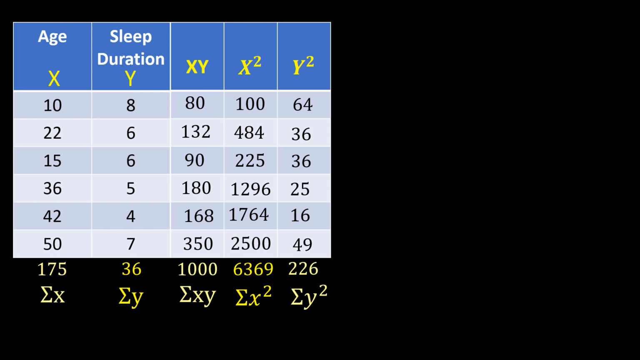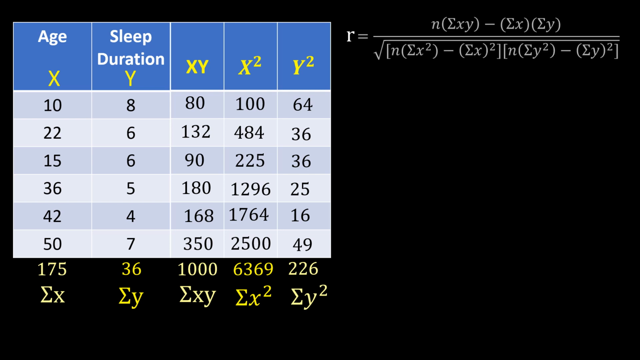Now after taking all those sums, we're going to start using the formula. So here's the formula for the Pearson's R. The Pearson's correlation is denoted with the letter R as the correlation. Here's the formula to find the R. Okay, so we're gonna take it one by one.